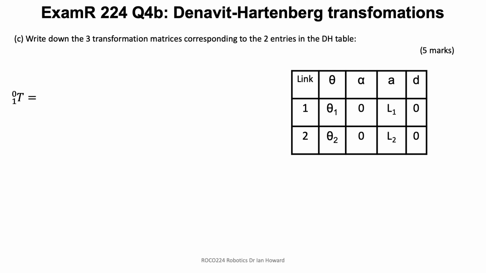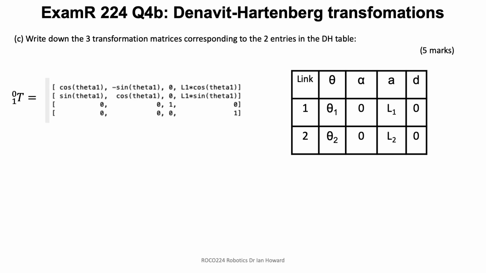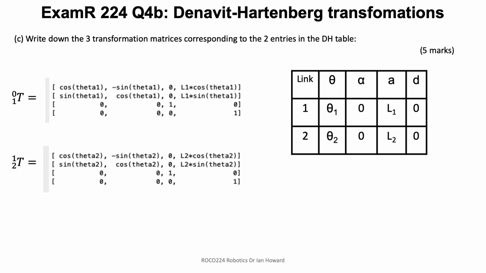So now we just plug into that equation the values for the two entries in the table. We've got the two rows in the table. The first row is theta equals theta1 and A is L1. In the second row we have theta equals theta2 and A is L2. Alpha is always 0 and D is always 0. So we just have to plug those values in. I'm just showing you what it looks like if you did it in MATLAB, just to make sure I don't make any mistakes. They're basically identical, except you've got a theta1 here, and a theta2 here, an L1 here, and an L2 here.